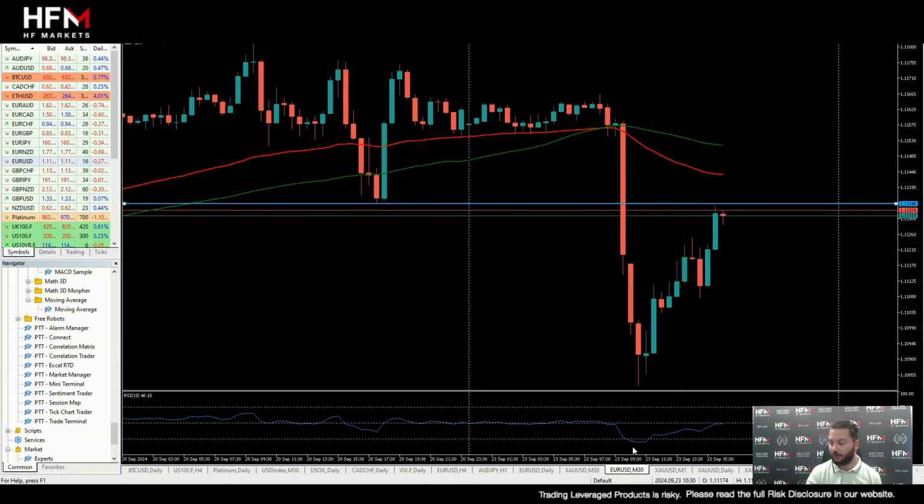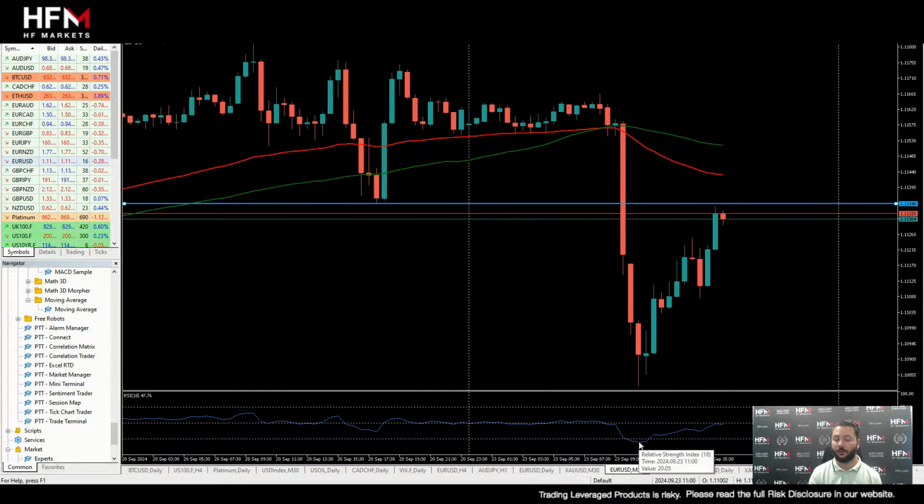And also, ladies and gentlemen, you can see here on the RSI, this is an RSI on an 18 period. You can see here very clearly it was below 25. So we had a very, very clear indication the price was oversold and it was going to retrace.